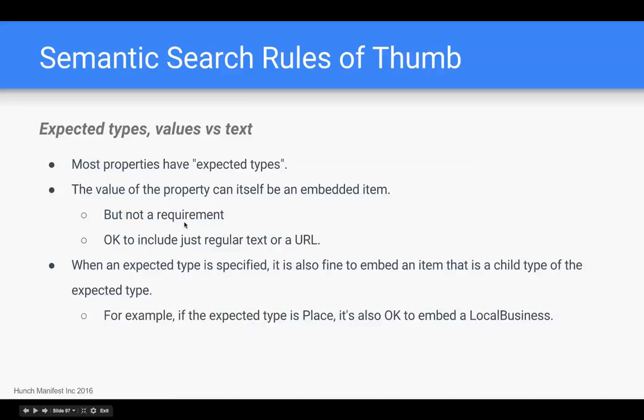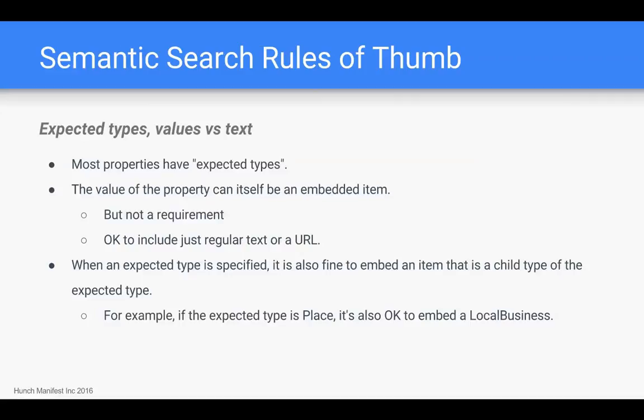Expected types, values, and text. Most of the properties have their expected types. You can see this in the descriptions of objects and classes. So you would be able to see either the expected value of a text, a URL, or it's another type of class. The value of the property can itself be an embedded item.